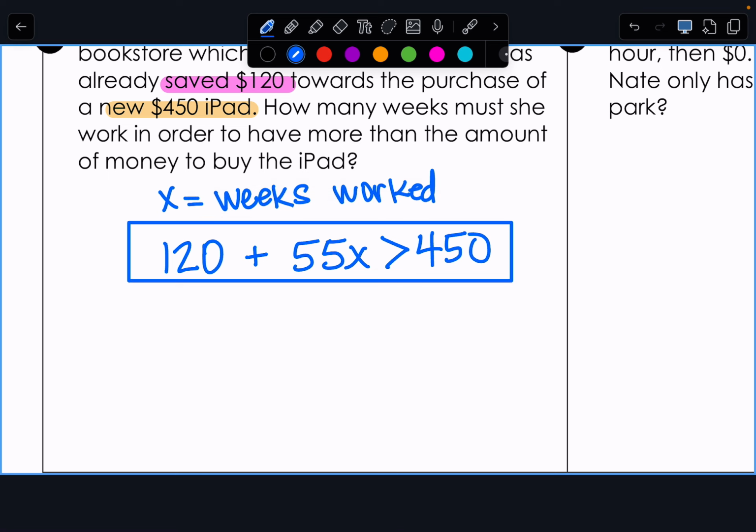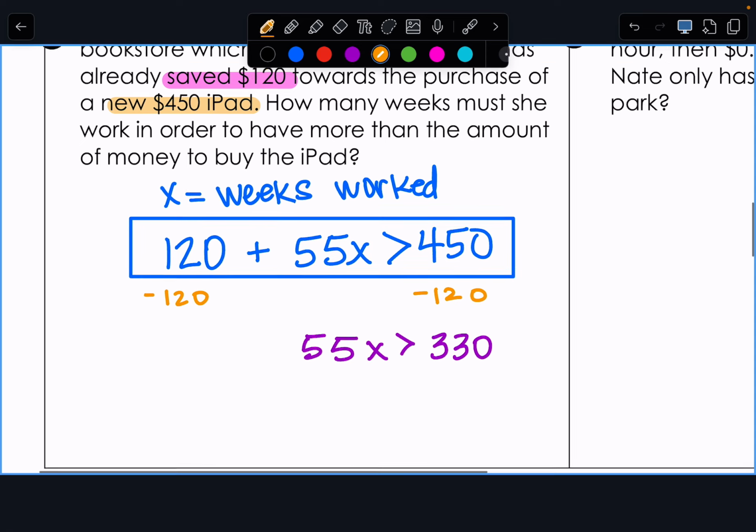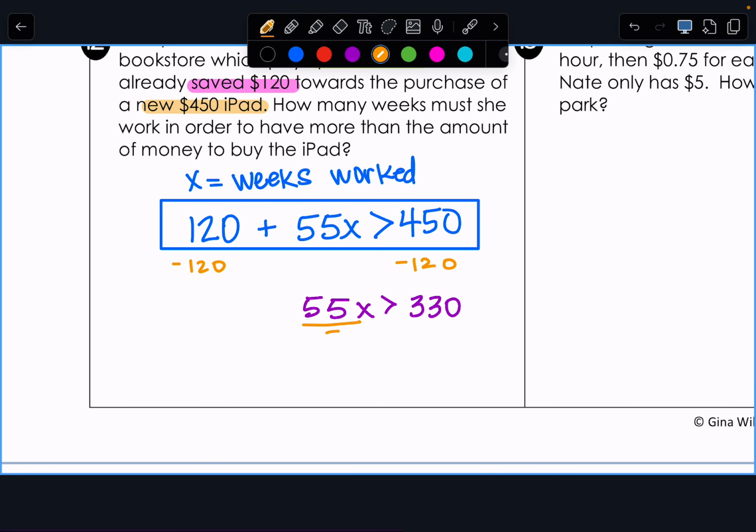Now we've got to solve it. So I can subtract 120 so that 55x is greater than 330. Then when we divide by 55, what is it? Yeah, 6. So she needs to work more than 6 weeks, according to our inequality.